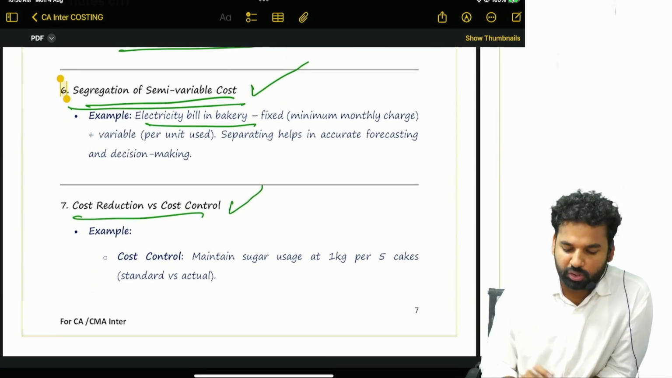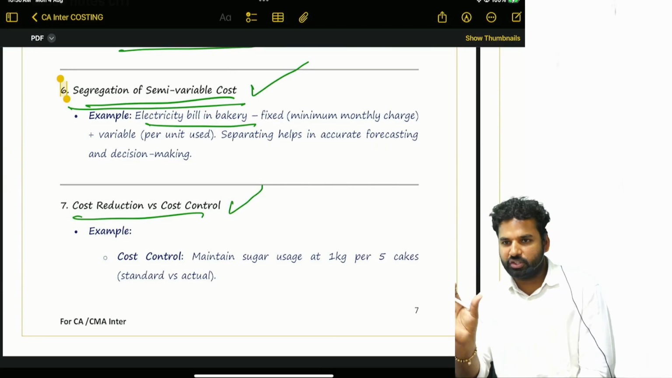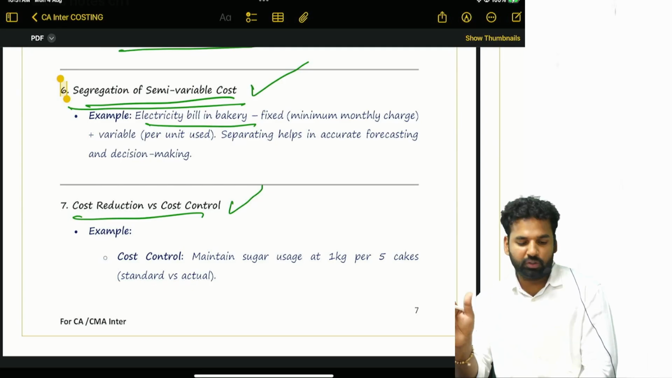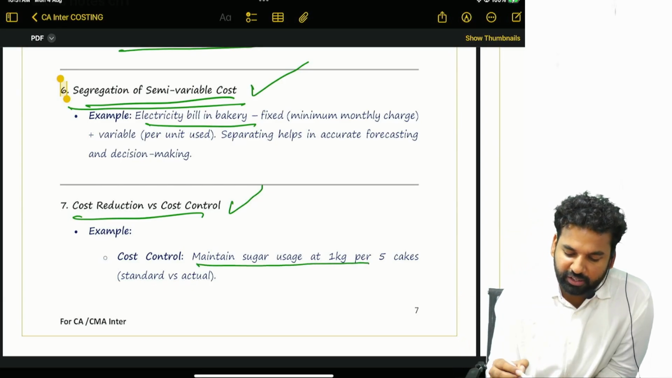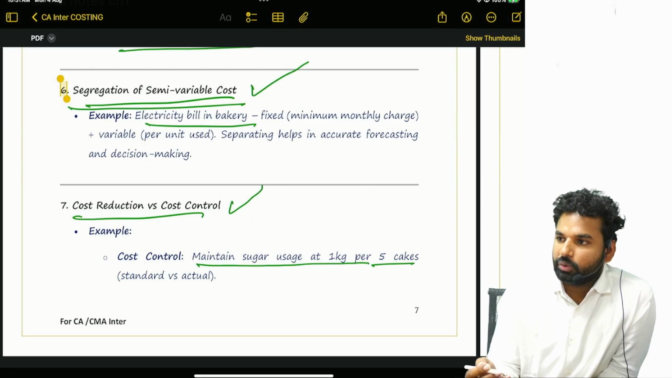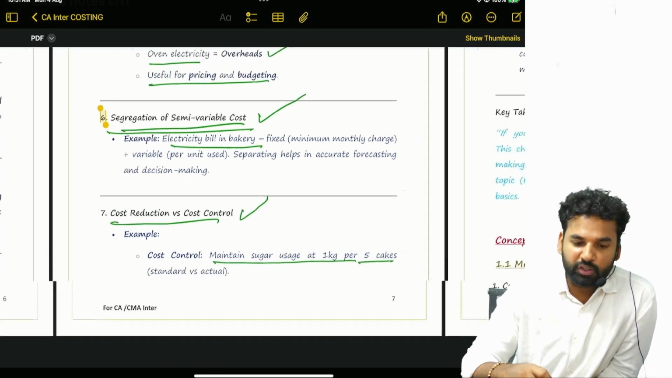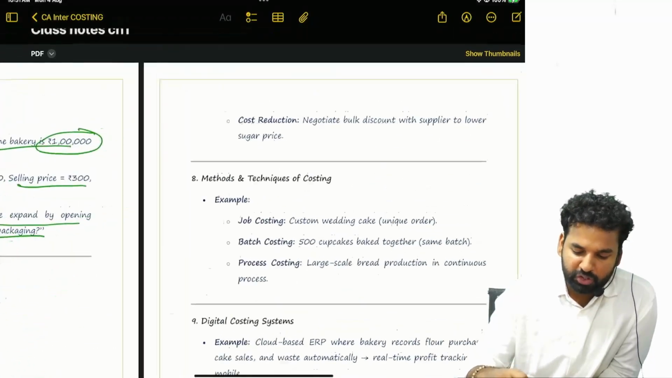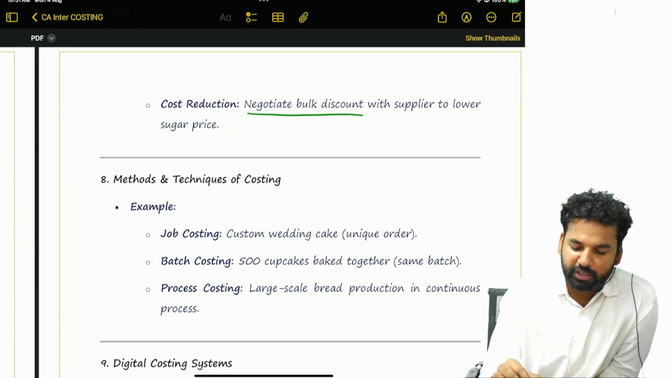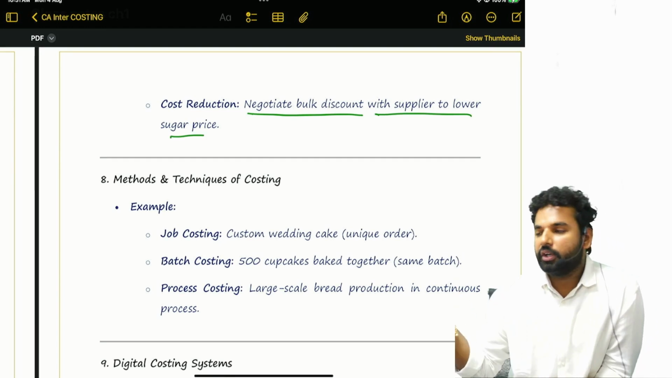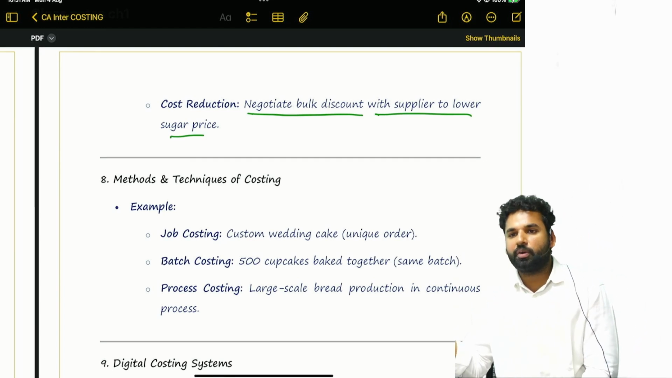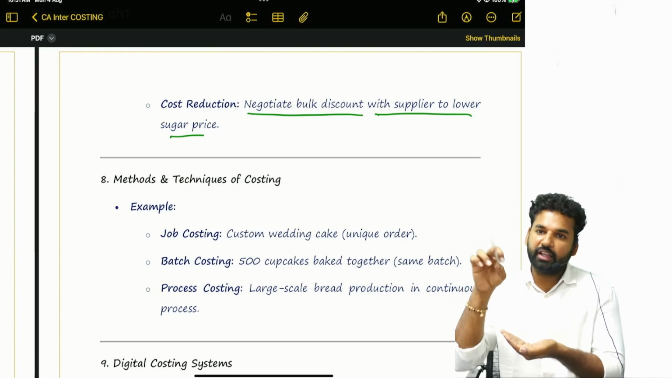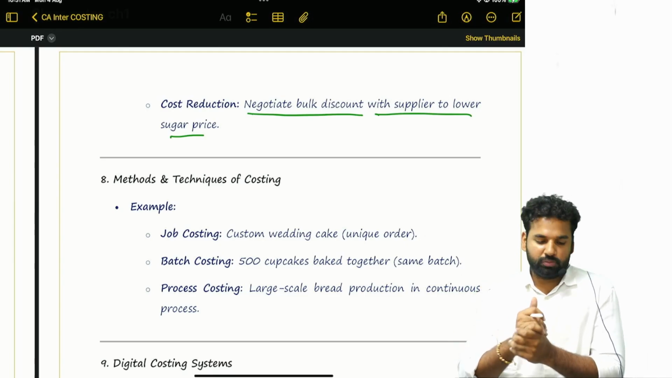Next, cost reduction, cost control. So generally, what is cost control in the existing conditions? You can control the cost by optimum utilization of the resources. Maintaining sugar usage at 1 kg per 5 cakes is a standard. So when you compare with actual, then you can control the cost. Next, cost reduction. Cost reduction means negotiating a bulk discount with the supplier to lower the sugar price, or you can change the supplier also. You can have an alternate option of suppliers. So that is what is called cost reduction. Even if you control the cost, there is a chance for reduction of the cost.